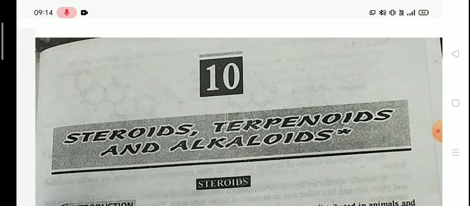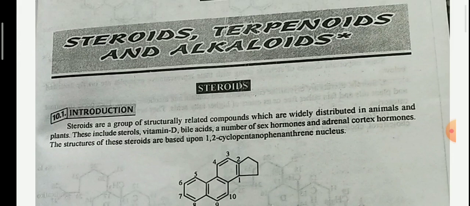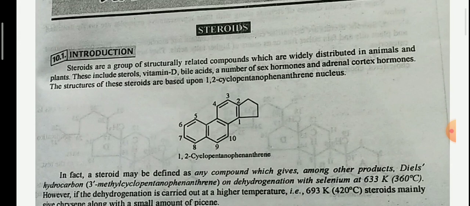Today's chapter is from Pradeep's Organic Chemistry book by Dr. S.N. Dhawan. Our topic is steroids. Introduction. Steroids are a group of structurally related compounds which are widely distributed in animals and plants. These include sterols, vitamin D, bile acids, a number of sex hormones, and adrenal cortex hormones.